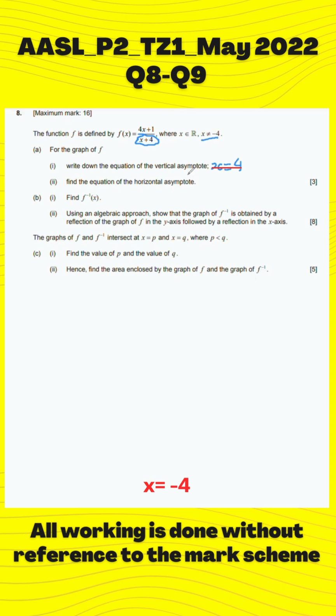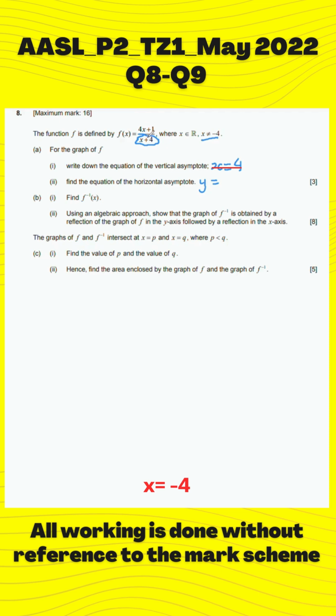Now the equation of the horizontal asymptote. In this case, it will be the leading coefficient of the numerator divided by the leading coefficient of the denominator. So it will be 4 divided by 1, which is 4. B. Find the inverse of f.